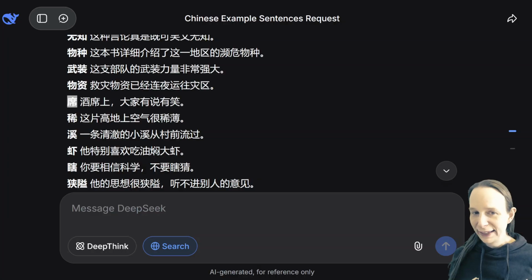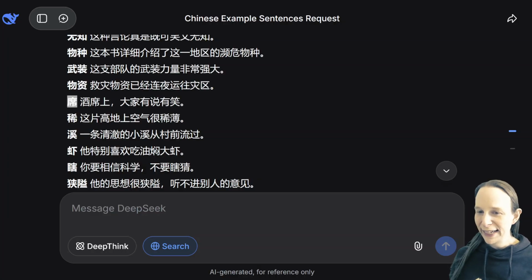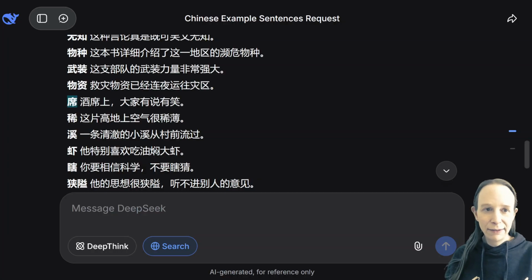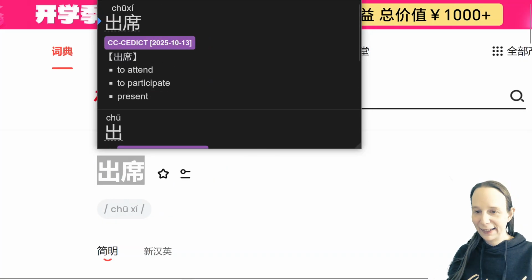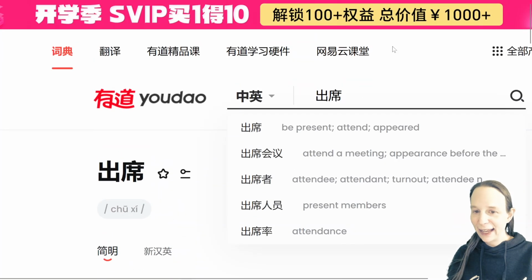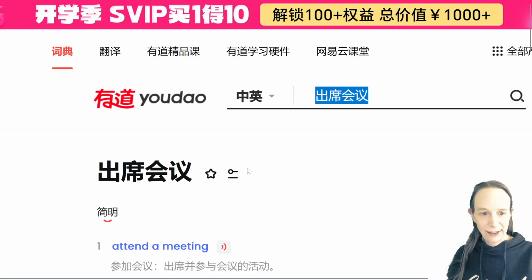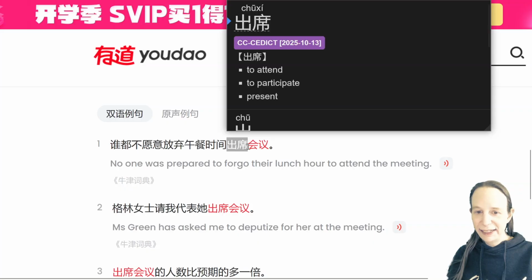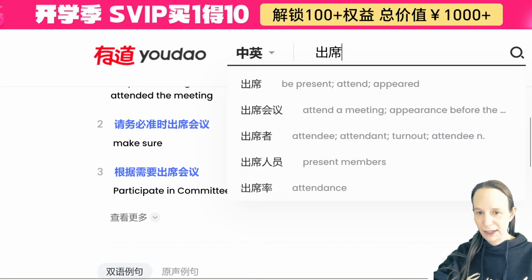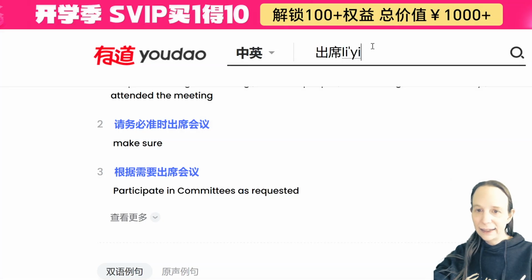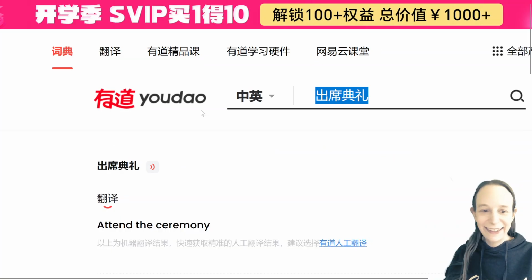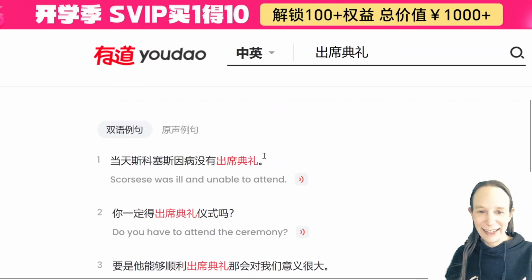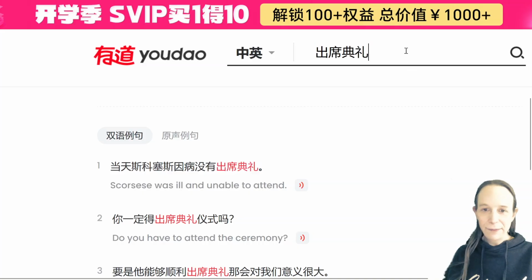席 has a few meanings, but I guess we're meant to learn the one where it means to attend. So 出席, 缺席. 出席, this is to attend. It's used on formal occasions, like you attend a 婚礼 or something. 会议, so you attend the meeting. 出席会议. 出席典礼. Oh, not 礼, 典礼. Sorry, I get too many words mixed up. So you attend the ceremony.